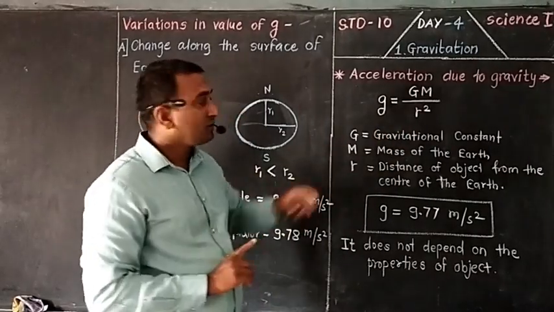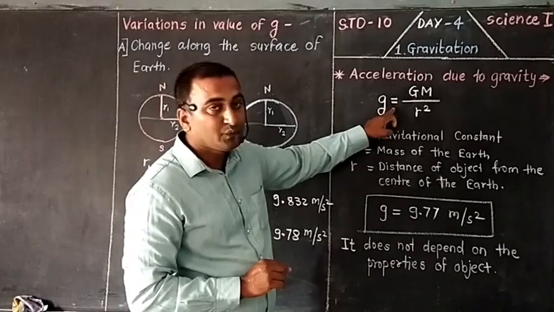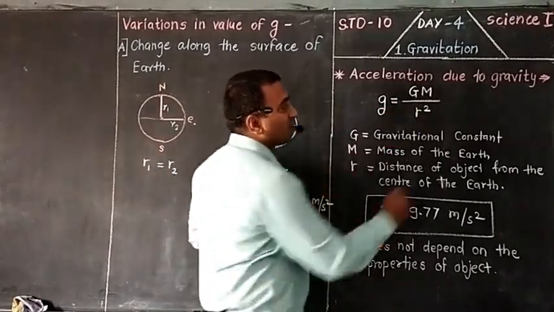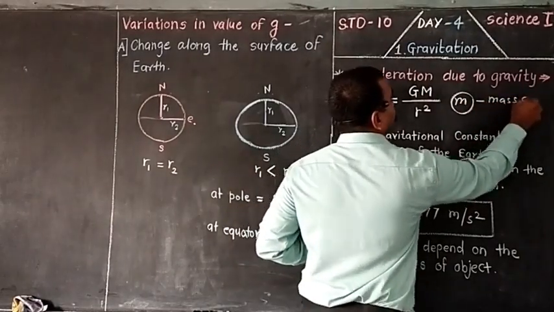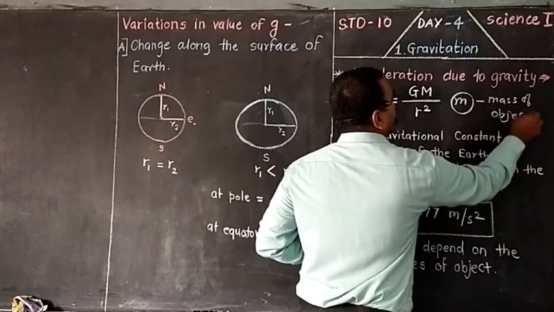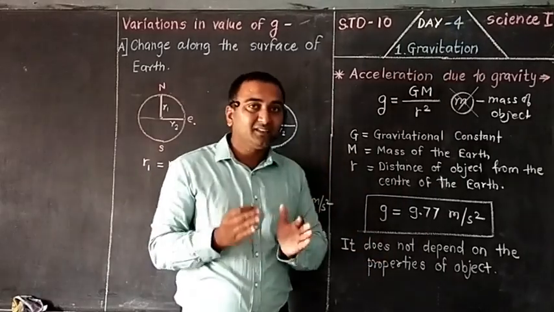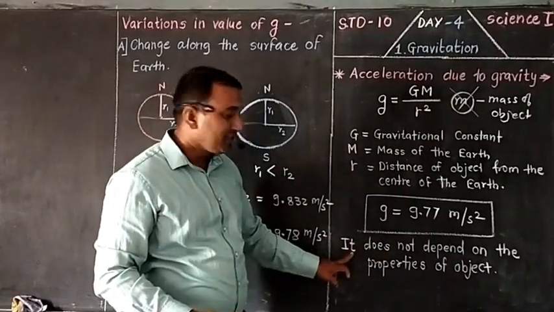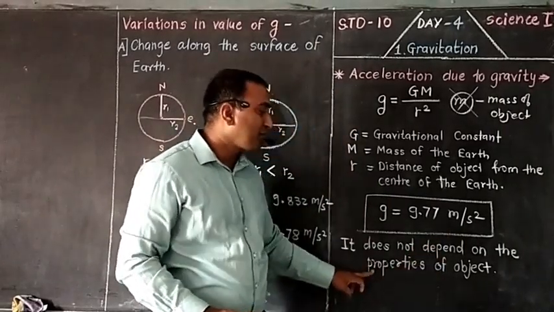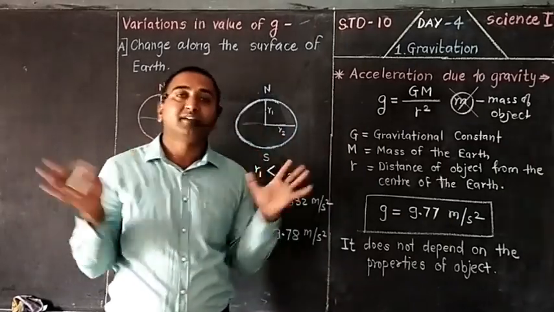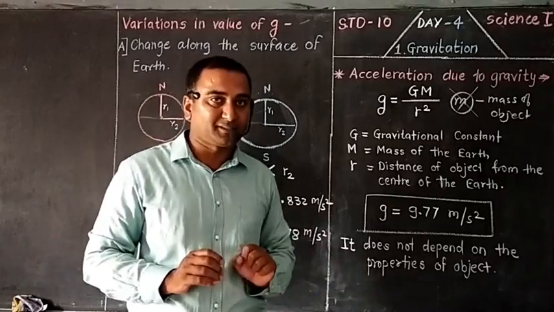Again, one thing is that here this acceleration due to gravity is equal to this much only. Here we do not have any value for m, the mass of the object. So this m does not have any place within this formula, and so we can conclude that acceleration due to gravity does not depend on the properties of the object. Whatever the object may be, acceleration due to gravity is the same for all objects.